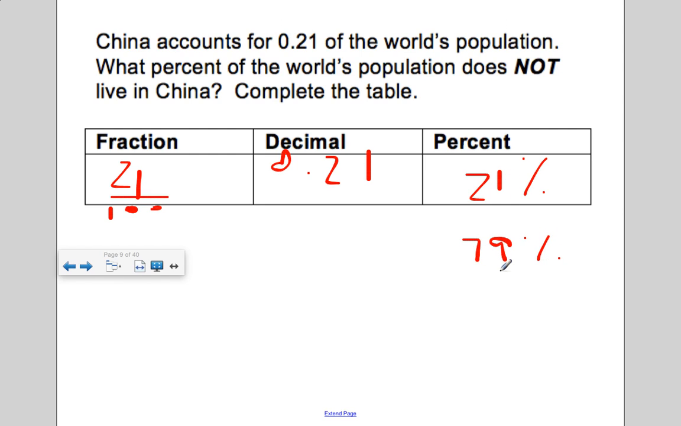Is it? Let's see. 21 plus 79 is 10, carry the 1. 100%. So the decimal would be 79 hundredths, and the fraction would be 79 hundredths. So that is the percent that do not live in China. That's weird, because I know India is the second largest country and it's almost the same size as China. So China and India account for about 40% of the world's population.